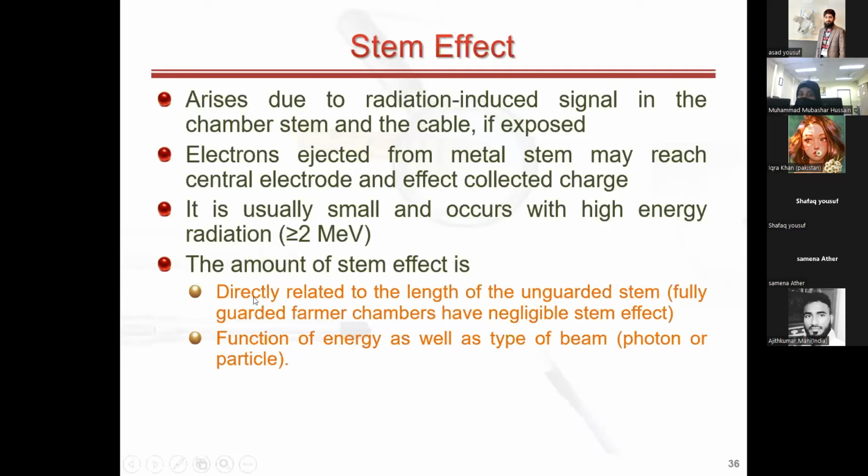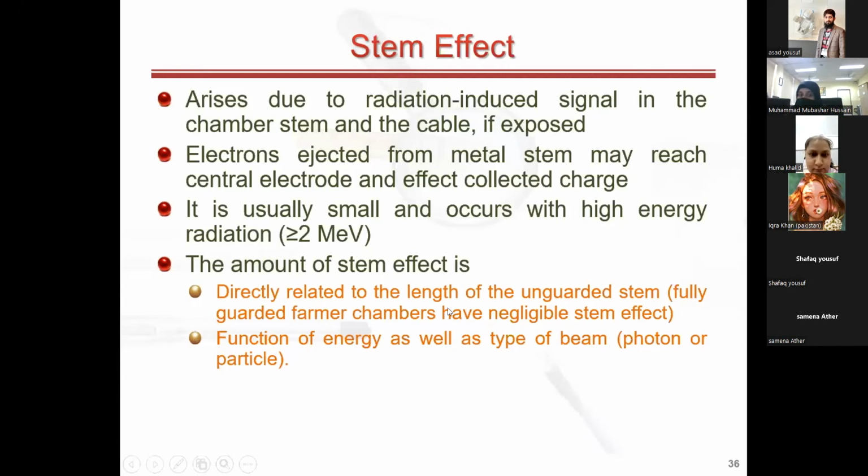The amount of stem effect is directly related to the length of the unguarded stem, that is the stem that has no guard electrode. So if a larger part of the cable is irradiated, then the stem effect will be larger. It is also a function of energy as well as type of beam, whether photon beam or particle beam, because for a particle beam, for an electron beam, the stem effect will be higher.